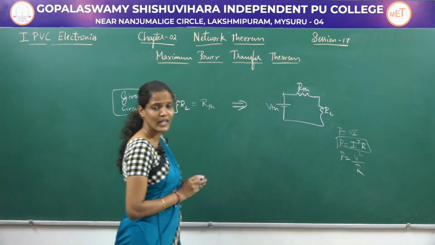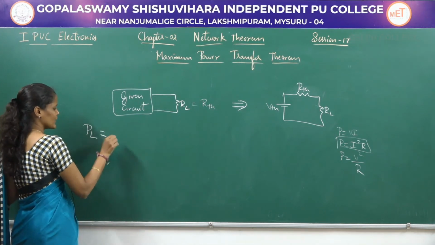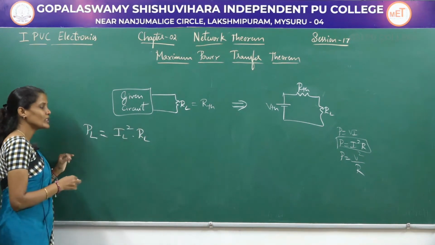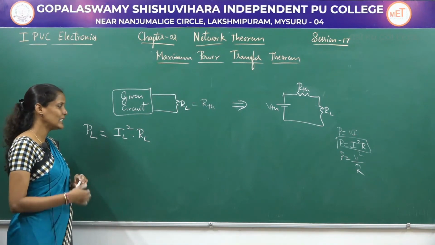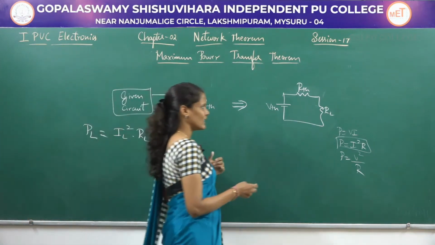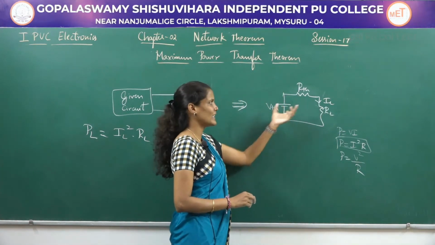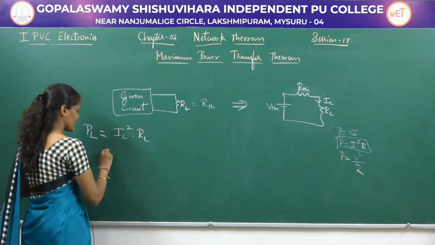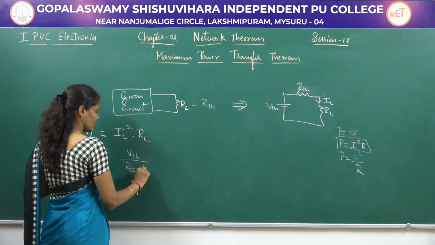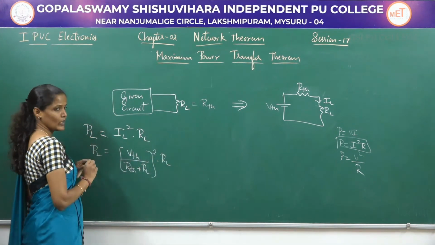Let us use this particular formula, P is equal to I square into R. So the power delivered to the load will be equal to IL square into RL. The current flowing through that load resistance will be named IL and that load resistance will be named RL. But from the Thevenin's equivalent circuit, IL can be calculated using the formula VThevenin divided by RThevenin plus RL. So let us substitute here, PL is equal to VThevenin divided by RThevenin plus RL, whole square, into RL.